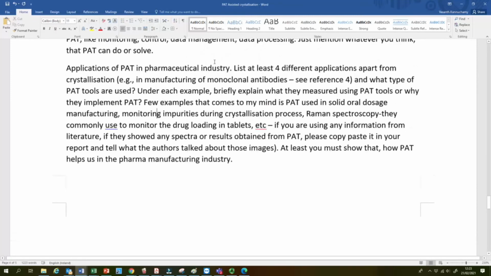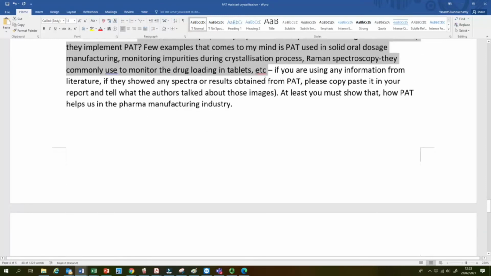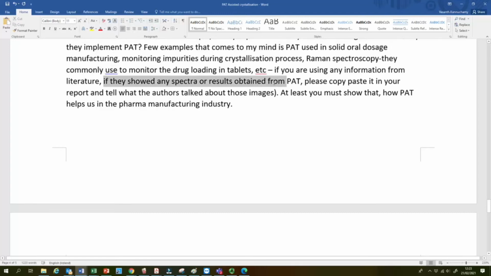So mention these things, and then you can talk a bit about Raman spectroscopy. Raman spec is mostly used to monitor the drug loading in the tablets. So that itself already gives you 4, I think. And then check the literature; you can find lots and lots, especially in the last 5 years. There are so many papers published on implementing PAT in the pharma industry for different applications.